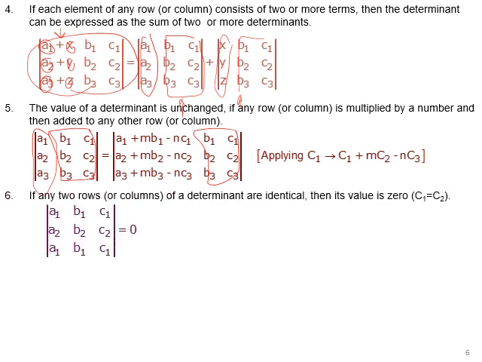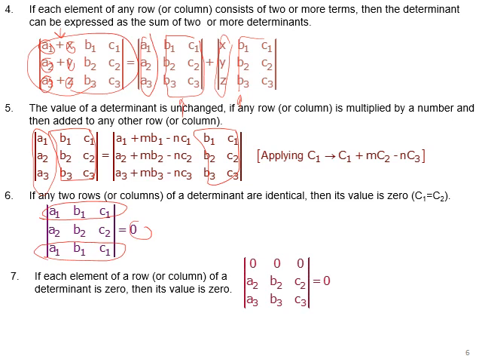Okay. Now, the other property, number 6: if any two rows or columns of a determinant are identical, then its value will be 0. See here as an example, A1, B1, C1, this is row number 1, and row number 3 is the same. So the determinant will be 0.